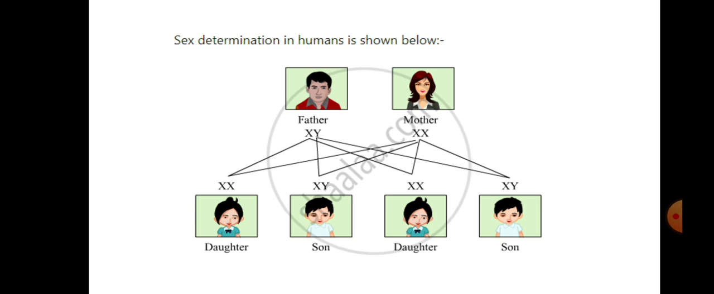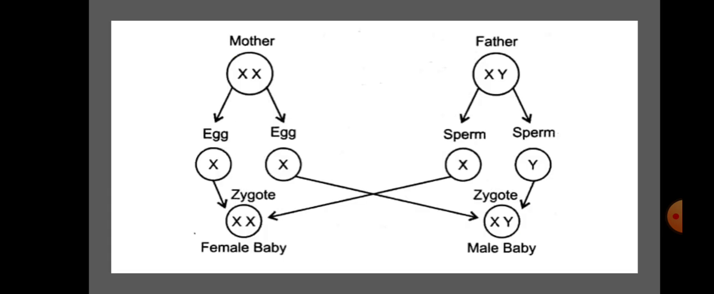You see the picture. Mother is double X, father is X plus Y chromosome. The egg is divided into single X. You see the picture.